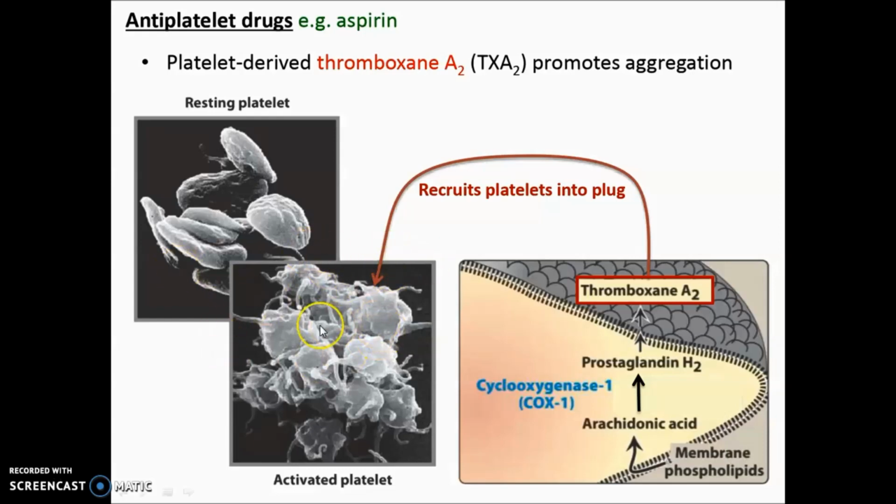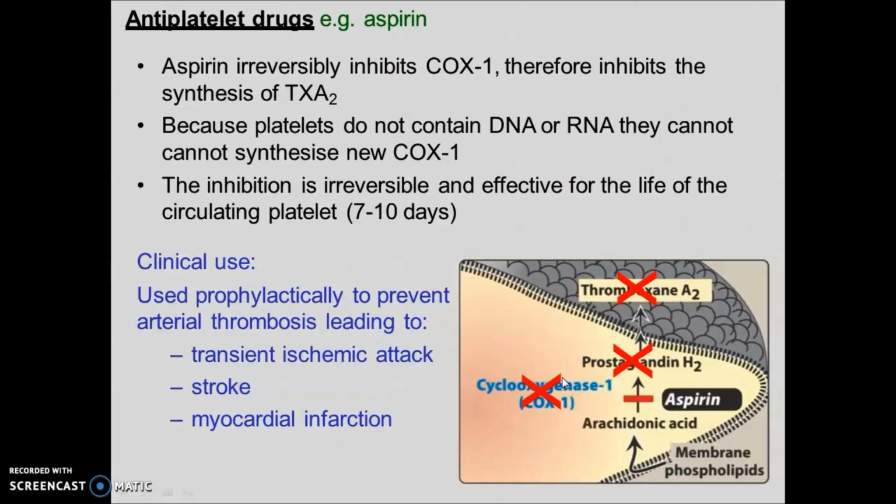So we need to halt this pathway, and the enzyme responsible for this pathway is COX-1. As we know, the best drug is aspirin, because aspirin helps in COX-1 inhibition. So the pathway will not occur, and if thromboxane A2 is not formed, your platelet is not going to get activated. Most commonly it is used as a prophylactic to prevent arterial thrombosis, like in transient ischemic attack, in stroke, and in myocardial infarction.